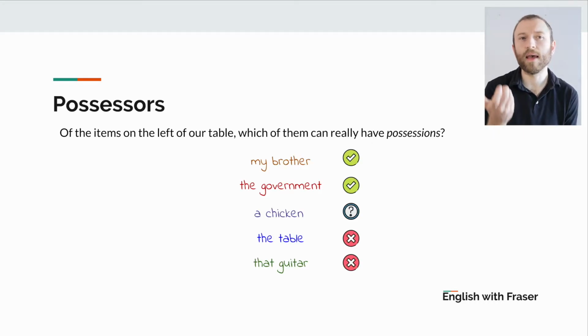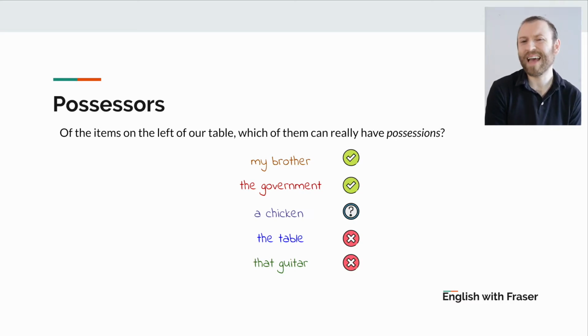Now, if we take here the items from the left-hand side of our table, the havers, the possessors, which of them can really be said to have possessions in the way that I can have a notebook or I can have a pen? Well, I think clearly people can have possessions. My brother has a house, he owns the house, it belongs to him, etc. The government can have possessions. Maybe we would argue that really they're the possessions of the people, they belong to all of us, but I think for the purpose of language and grammar, we can say that a government can have possessions.